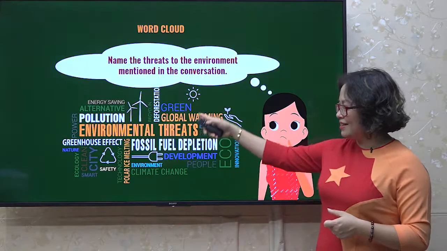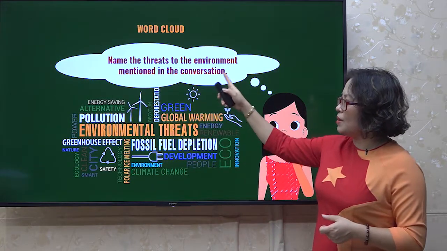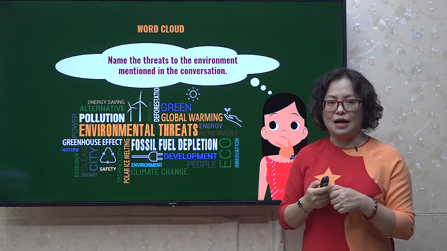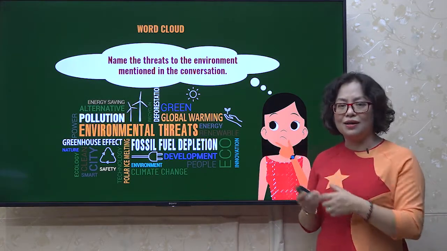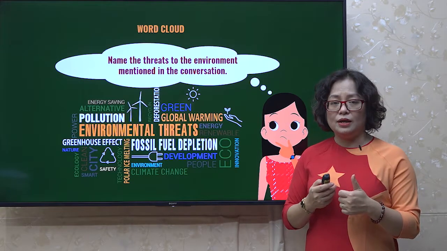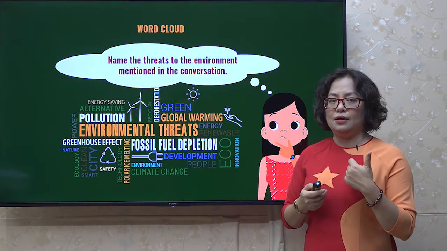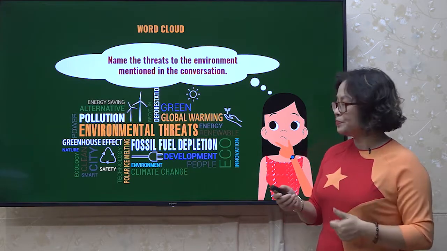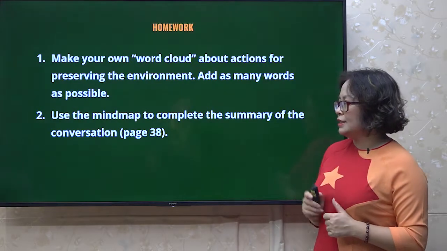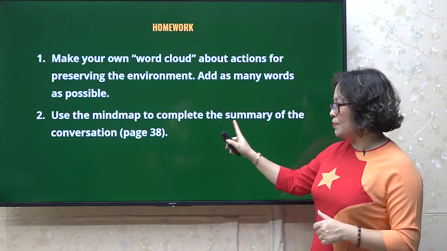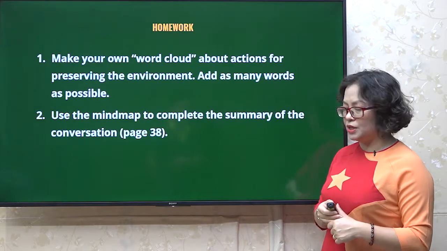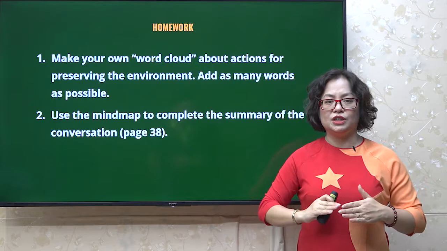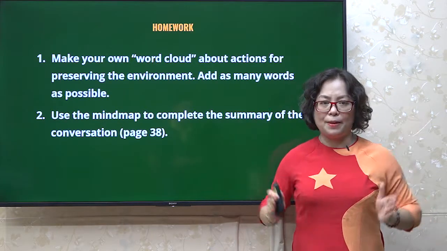And here, this is my word cloud about the environmental threat. But your homework is that you have to make another similar word cloud about the action for preserving or protecting our environment. And the second homework is that use the mind map to complete the summaries of the conversation, to summarize the whole thing of the conversation in your mind map.